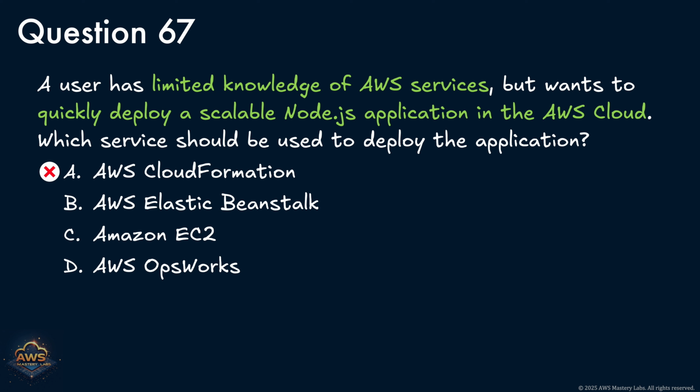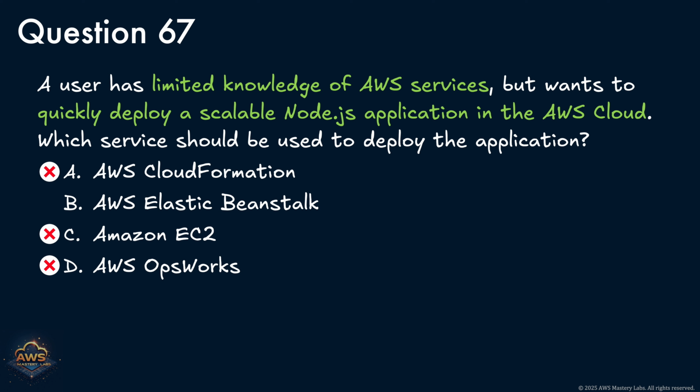Incorrect because it is too advanced and infrastructure-centric for a beginner with deployment goals. Option C, Amazon EC2. Amazon EC2 gives users direct access to virtual servers, allowing full customization. However, this approach requires managing the OS, installing runtimes like Node.js, configuring scaling policies, and setting up load balancing. That's far too manual for someone seeking quick deployment with limited experience. Incorrect because it offers flexibility but lacks the automation and abstraction needed for ease of deployment.